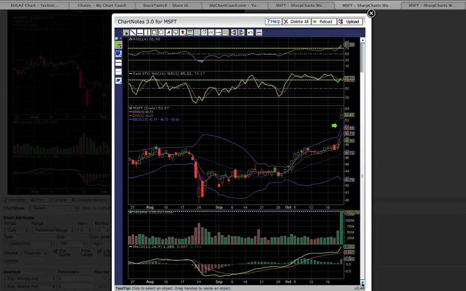If you look down here at Fasto, down here at MACD, you'll see that there was a nice bounce off the MACD line, and now MACD is looking really bullish and shooting up again. So then there's this nice uptrend.